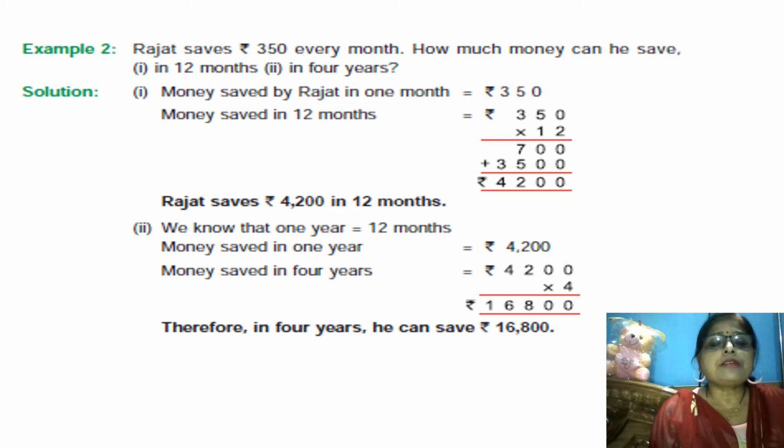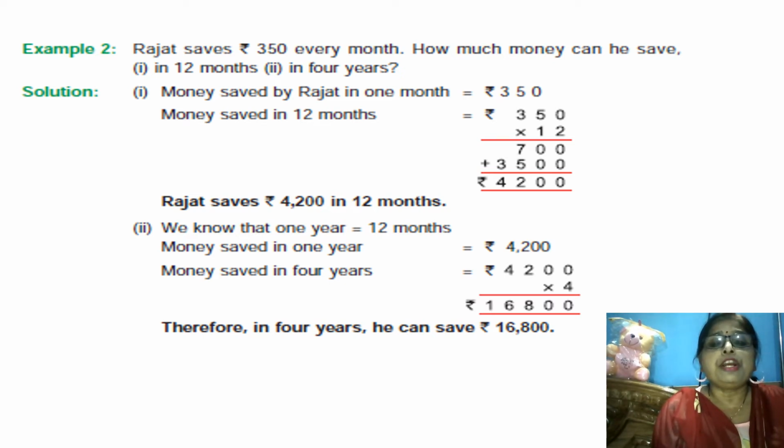Children, your next example is: Rajat saves rupees 350 every month. How much money can he save in 12 months and in 4 years? First, the money saved by Rajat in one month is 350, and the money saved in 12 months is 350 multiplied by 12. Your first step is 700. The second step is 3500. Now you add both steps and you get rupees 4200. So you can write here, Rajat saves rupees 4200 in 12 months.